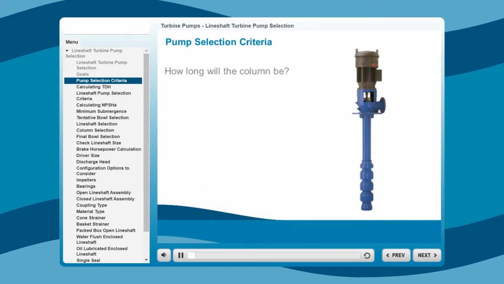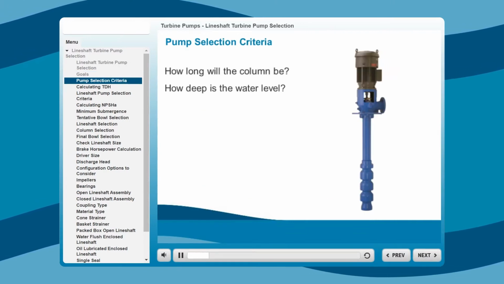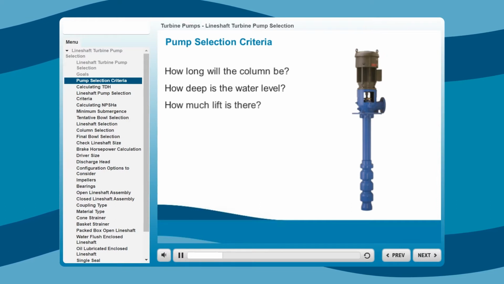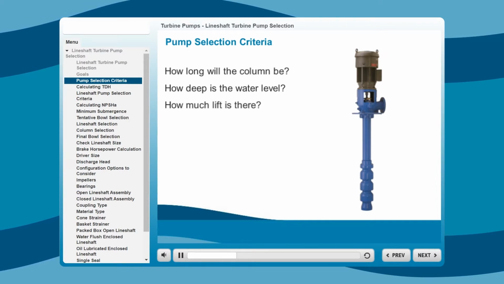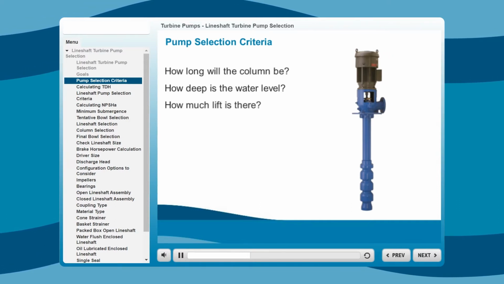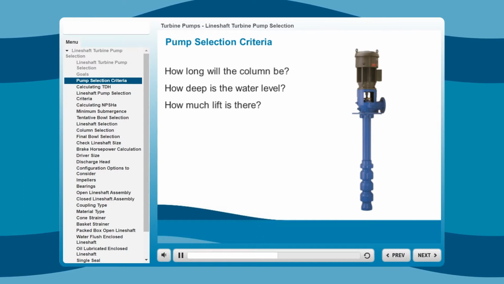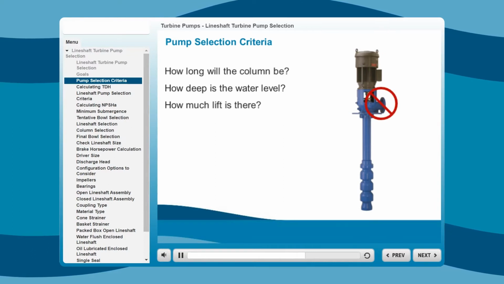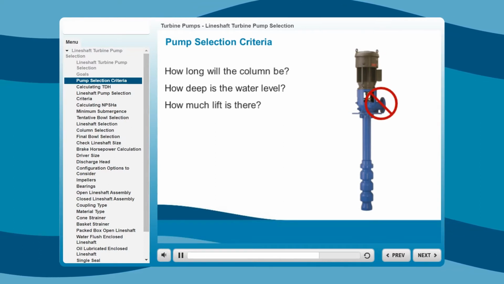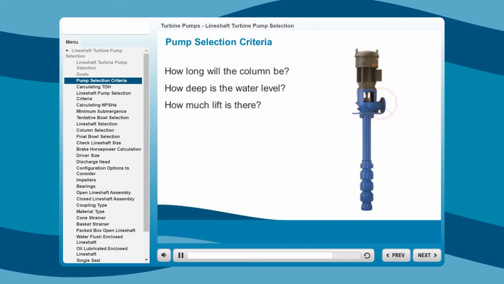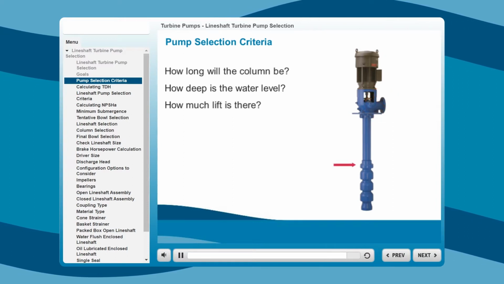How long will the column be? How deep is the water level? How much lift is there? These are all unknowns, and they vary from application to application. That's why the standard for the total dynamic head of a vertical turbine pump is not calculated at the discharge head, where it connects to the system piping, but rather at the discharge of the hydraulic component, which is the bowl assembly.